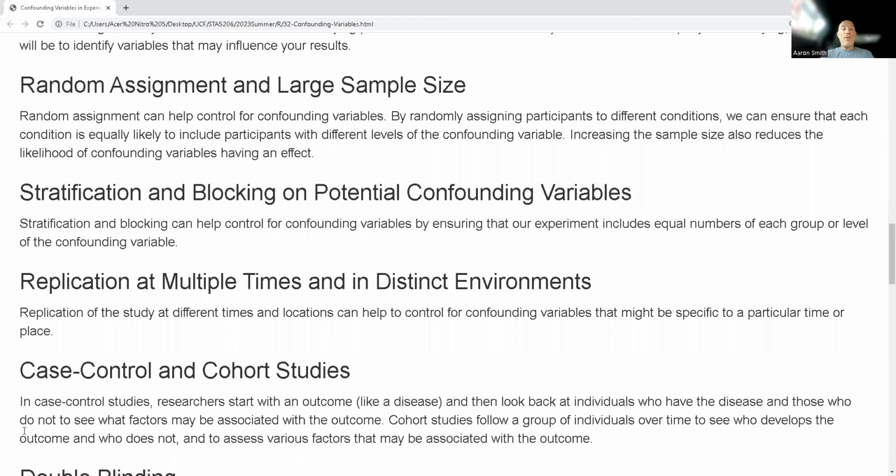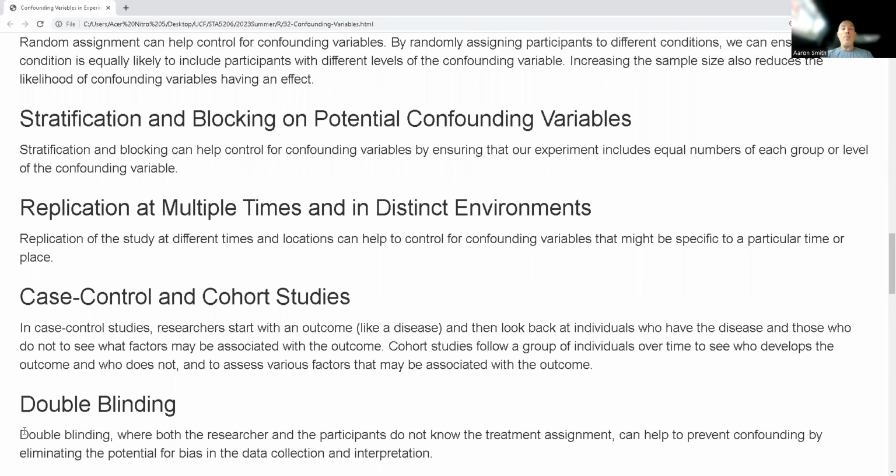Now, we can also do case control and cohort studies. In case control studies, we start with the outcome, like the disease, and then look back at individuals who have the disease and who do not to see what factors may be associated with the outcomes. Cohort studies follow a group of individuals over time to see who develops the outcome and who does not, and assess various factors that may be associated with the outcome.